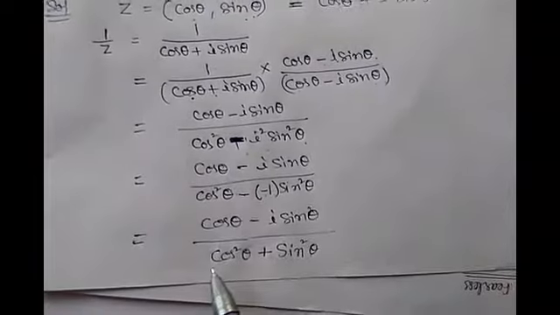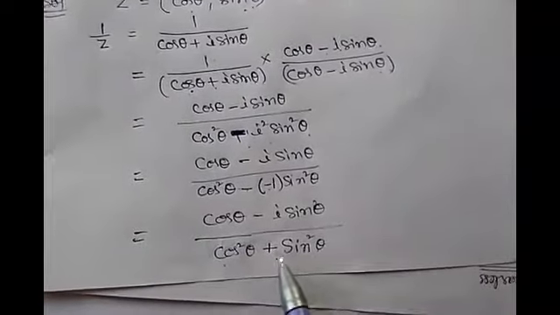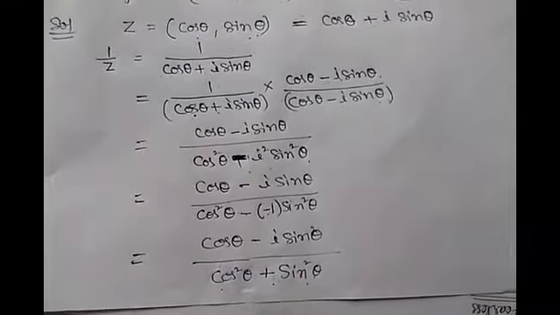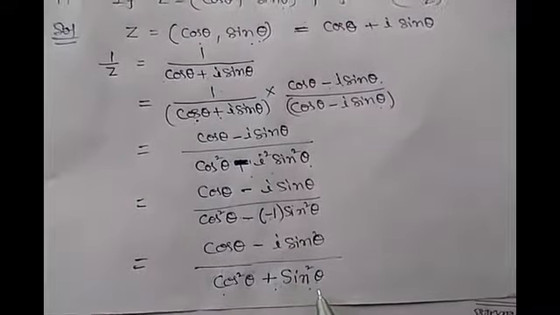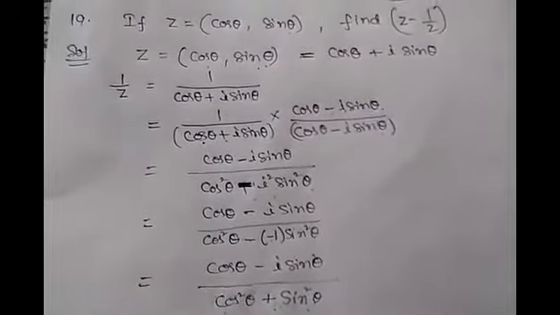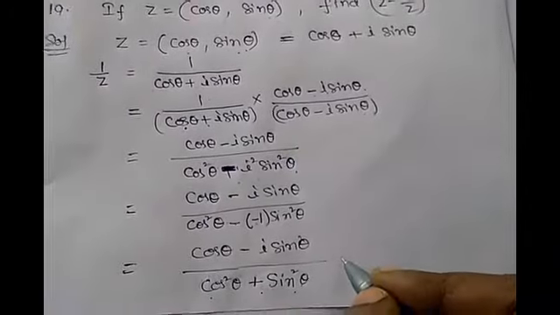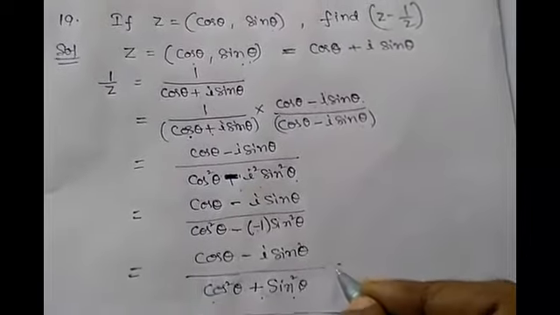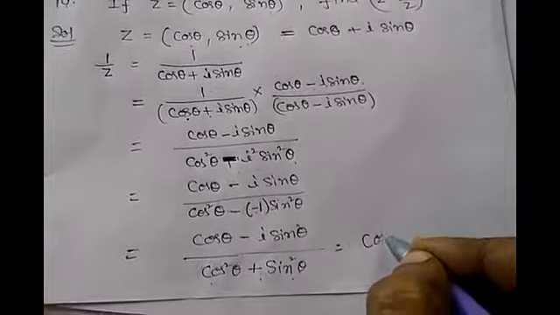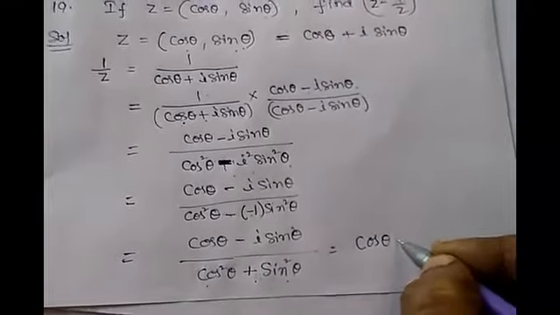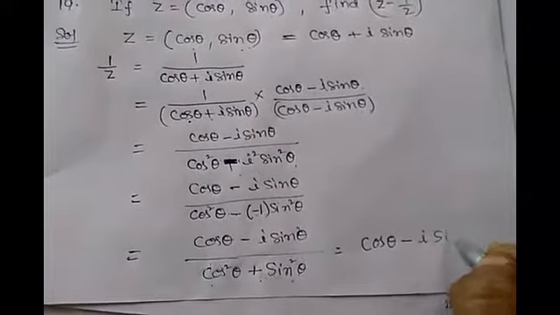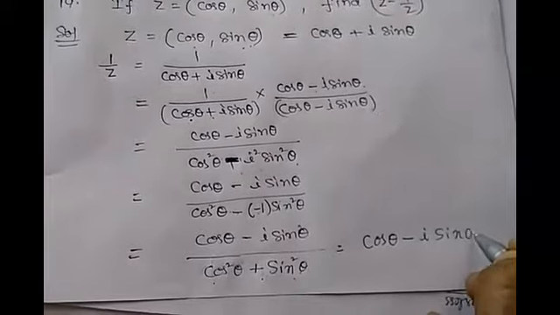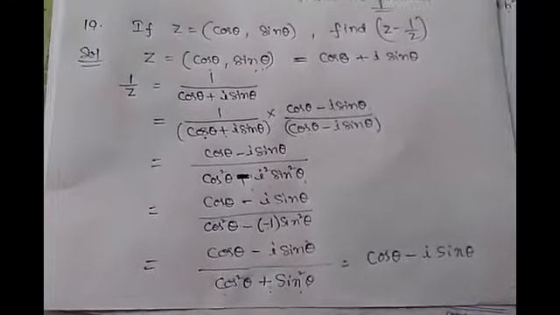Now observe the denominator, cos square theta plus sin square theta. What is the value of cos square theta plus sin square theta? 1. So 1 by z is what? 1 by z is equal to cos theta minus i sin theta. Okay, 1 by z is equal to cos theta minus i sin theta.